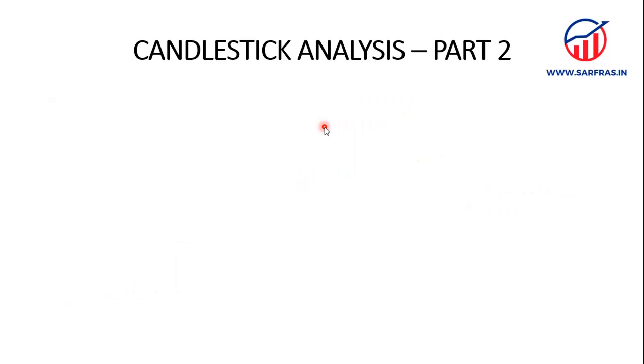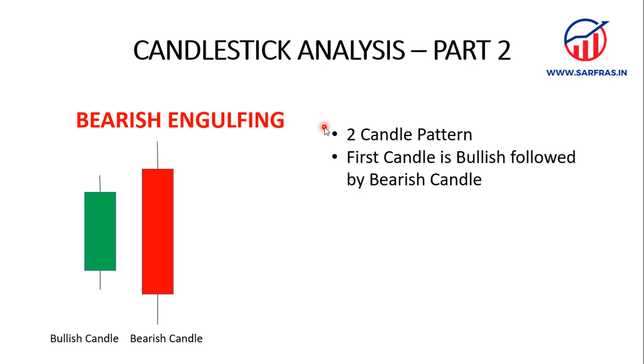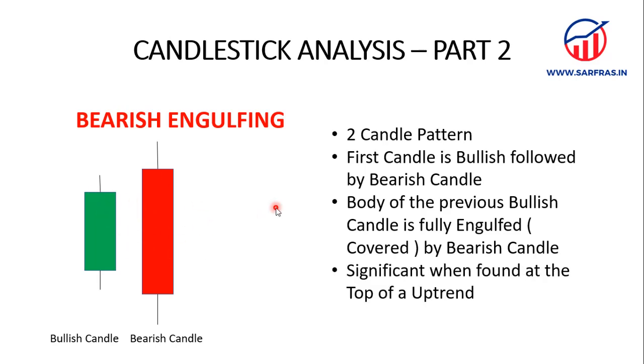The next bearish pattern is the bearish engulfing. Just like you had a bullish engulfing, you have a bearish engulfing. Again it's a two-candle pattern. The first candle is bullish, followed by a bearish candle, and the body of the previous bullish candle is fully engulfed. In this case the bearish candle engulfs the bullish candle. In a bullish engulfing it would be the opposite way around: bearish first and then bullish.